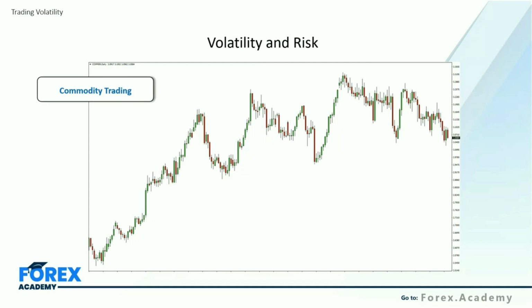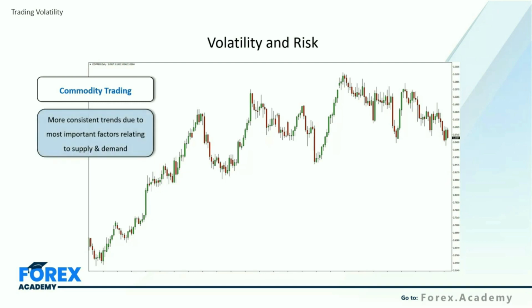Here in front, we have a copper chart, again, observing the daily price action. Just another example of how a commodity may perhaps trade differently or have a different risk approach to perhaps a forex market or an equity market. And there are several reasons why. Commodity markets in general are much more consistent in terms of the trends they produce due to most important factors relating to supply and demand.